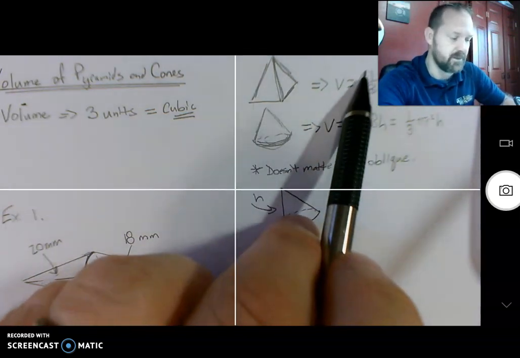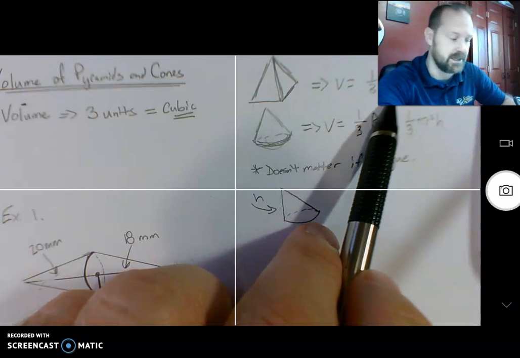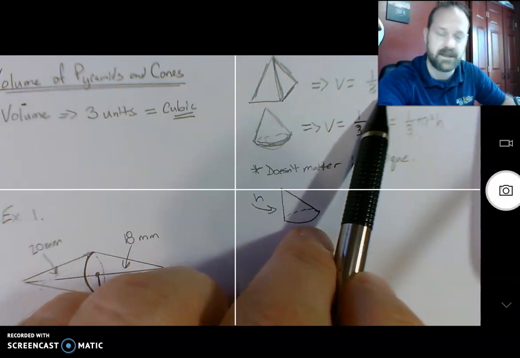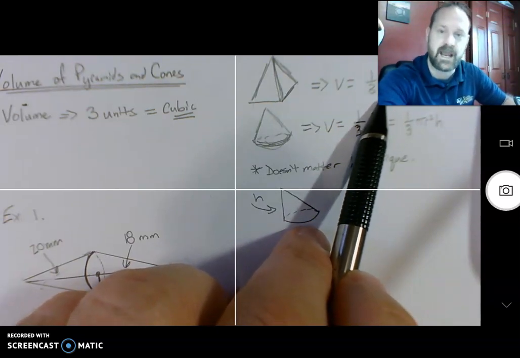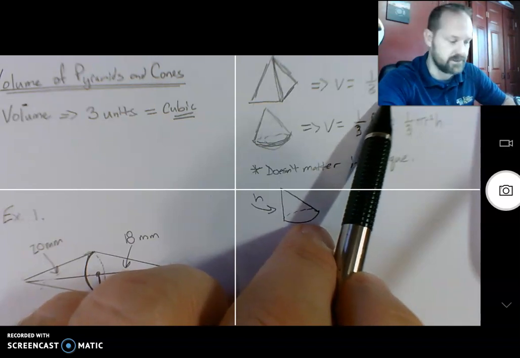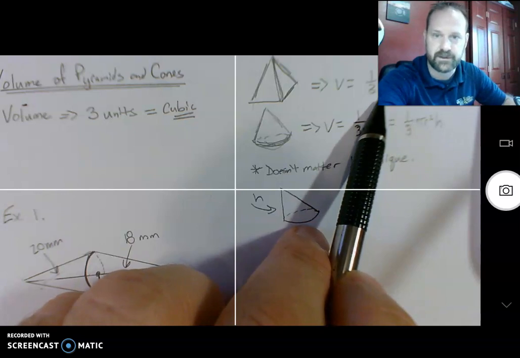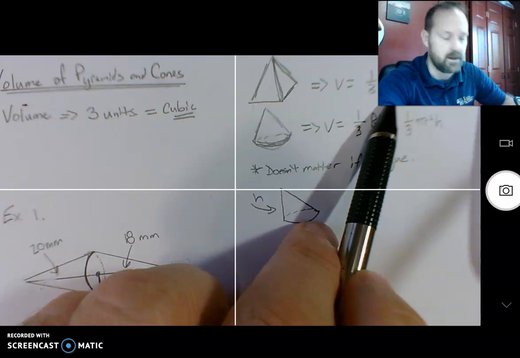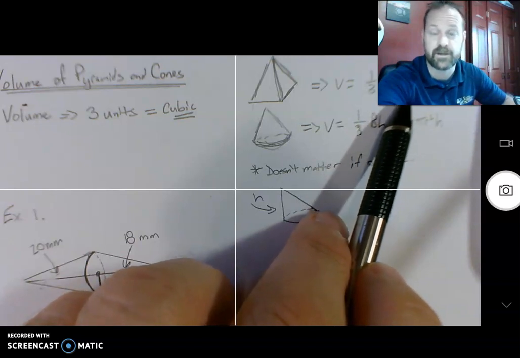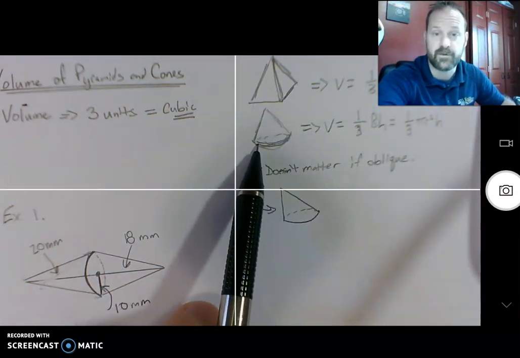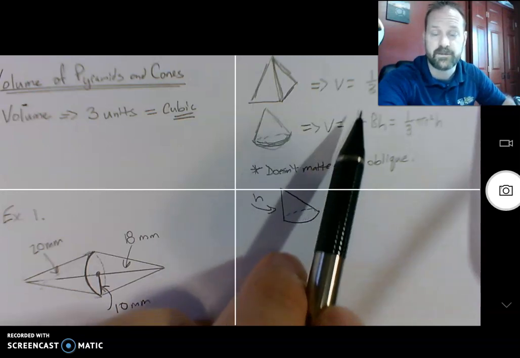So, volume. Volume of a pyramid is going to be 1/3 base times height. But again, this is not base. It's a little b. This is area of the base. So area of the base multiplied by the height. Area is a squared unit multiplied by height, that's going to be a squared unit multiplied by another 1 unit, so that gives you a cubic unit.